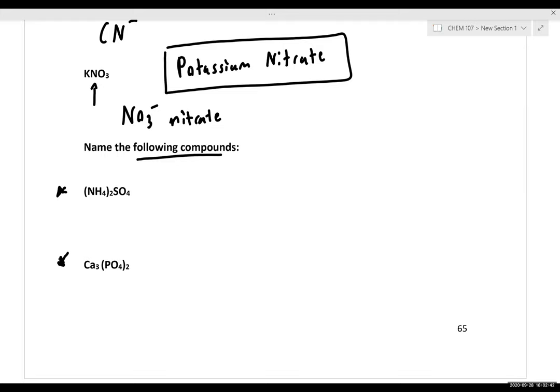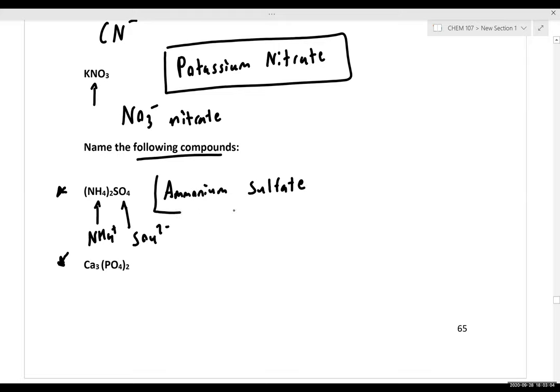Okay, so let's discuss these examples. So NH4, we call this ammonium, and SO4 2- is known as sulfate. So the full name would be ammonium sulfate for this compound. Does that make sense to everyone? Is everyone comfortable with this so far?